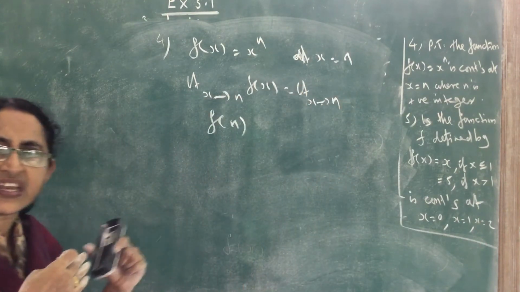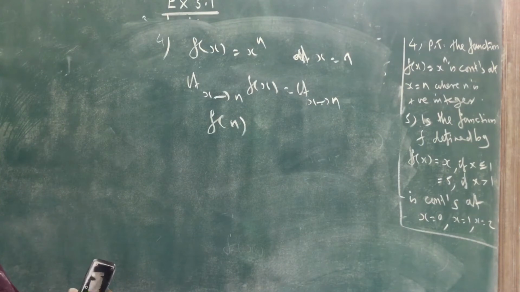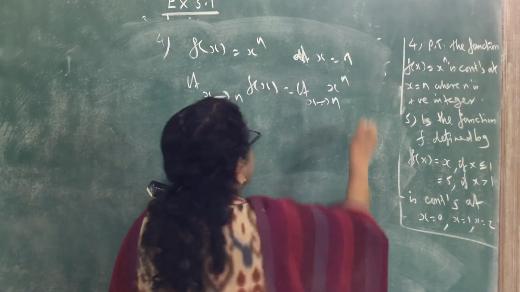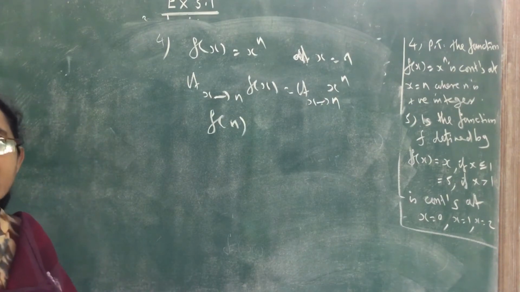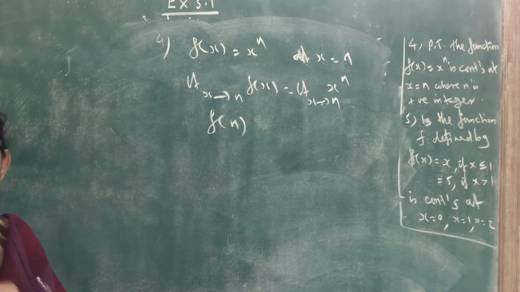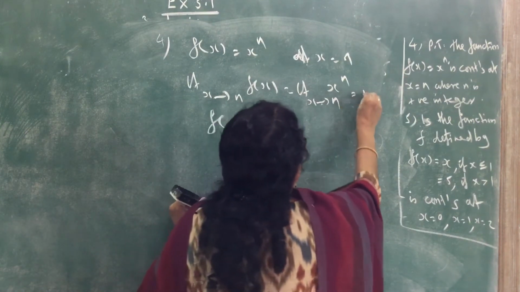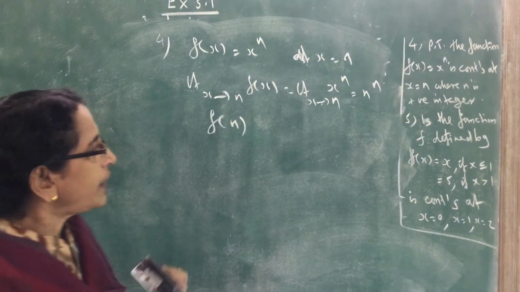That means x is very near to n, coming very close to n. Then what is f of x? f of x is x raised to n. It has only one value, x raised to n. Now to evaluate the limit, the method is to substitute x equal to what? In the place of x we can substitute n. So we get n raised to n. That is the limit.